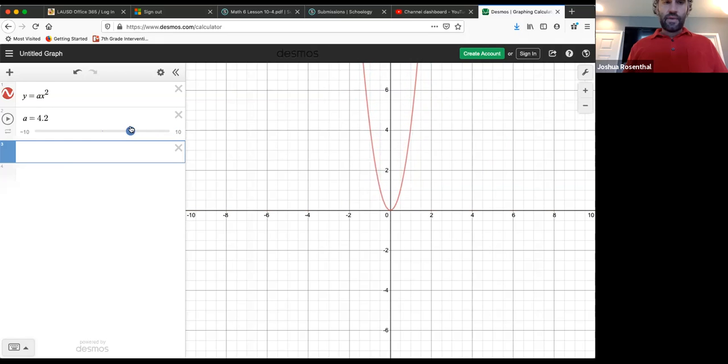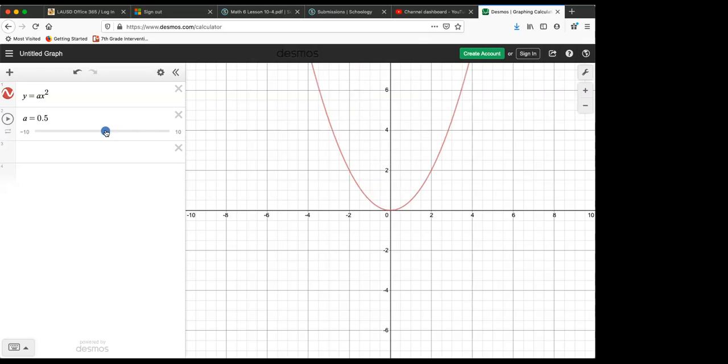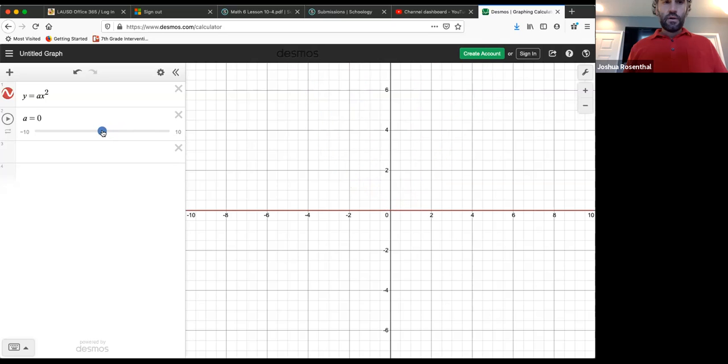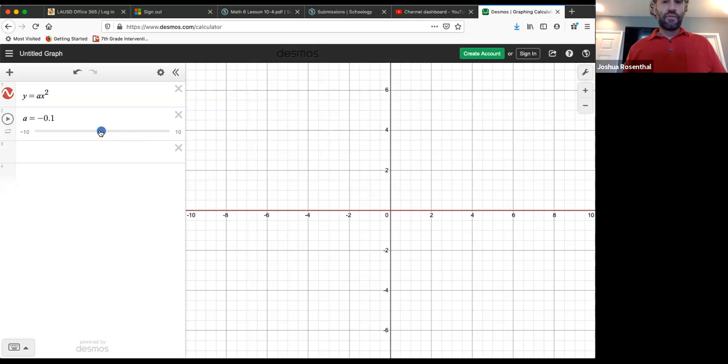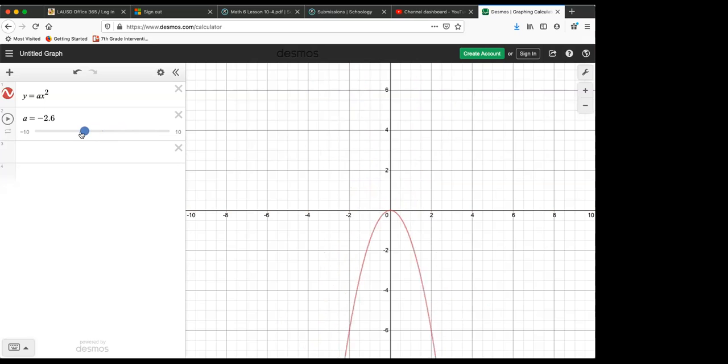Now let's see what happens when I get close to 0. If a is 0, then y equals what? 0, which is on the x-axis. Which is the x-axis. Now go negative. There it is. What happens if you add the other variables, like bx and c?